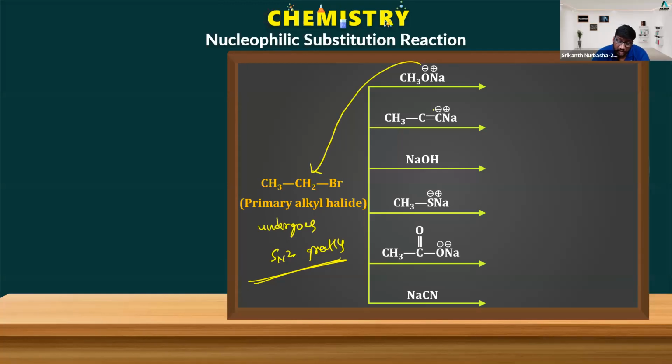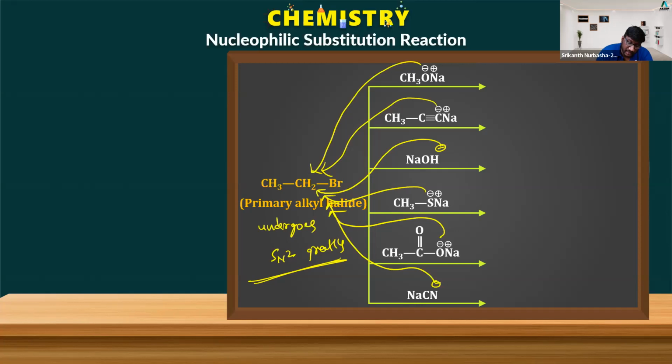Second case, you get an alkyne. Third case, OH minus is going to attack this particular carbon. S minus attacks this particular carbon. O minus attacks this particular carbon. Same nucleophile is substituting. CN minus attacks this particular carbon. So you get CH3CH2OCH3. First case, CH3CH2C triple bond CCH3, non-terminal alkyne. CH3CH2OH. This is aqueous, as mentioned, because in the presence of alcoholic NaOH, what happens?